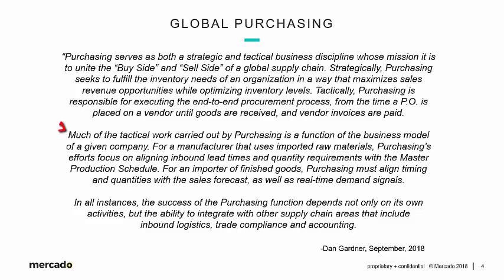Second paragraph. Much of the tactical work carried out by purchasing is a function of the business model of a given company. Again, something we spoke of in great detail. For a manufacturer that uses imported raw materials, purchasing's efforts focus on aligning inbound lead times and quantity requirements with the master production schedule. Quantities and timing. That's a very clear theme for us. Conversely, for an importer of finished goods, purchasing must align timing and quantities with the sales forecast as well as real-time demand signals. Again, these topics should sound familiar because we've talked about them in detail in previous modules. We're going to get into detail specific to purchasing as we move forward.